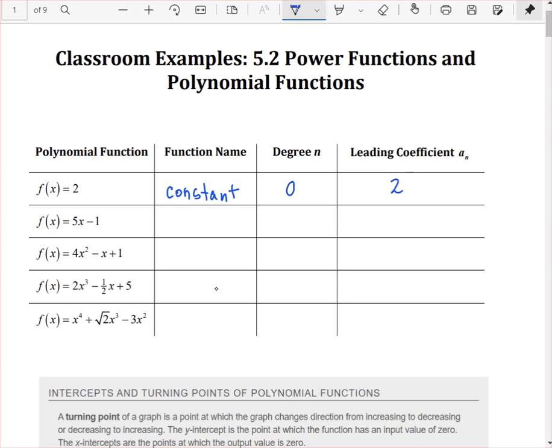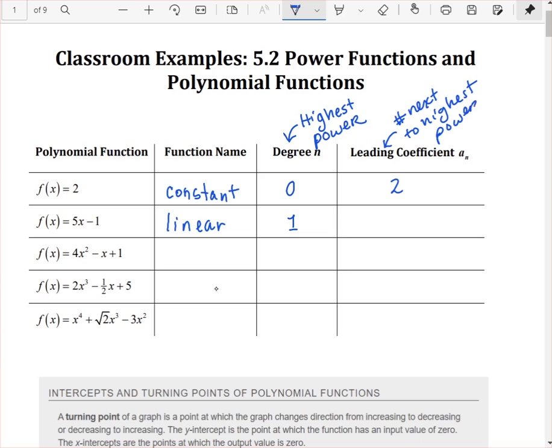Then we have a linear function, which we've gone over. The degree of a linear function is 1. Now, when we talk about degree, we're talking about the highest power. And when we talk about leading coefficient, it is the number next to the highest power. So in a linear, the degree is 1 and the leading coefficient would be 5 because it's the number next to that x.